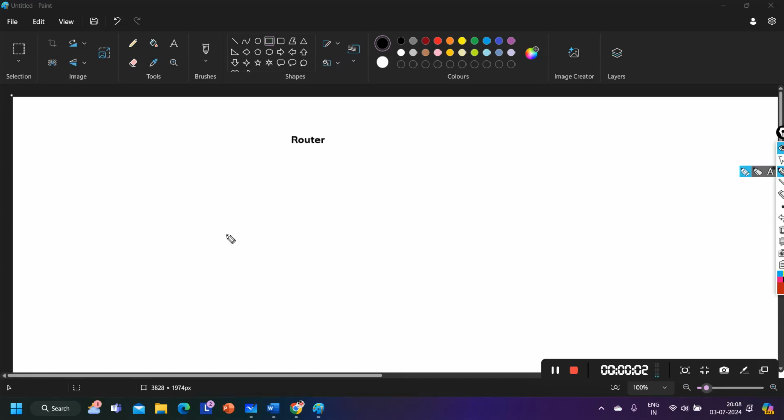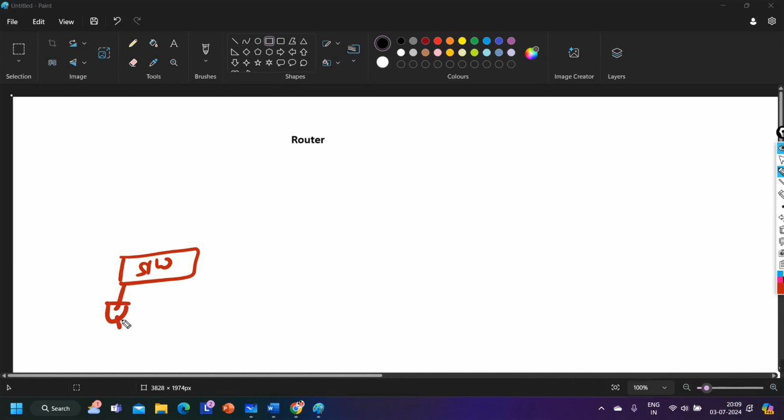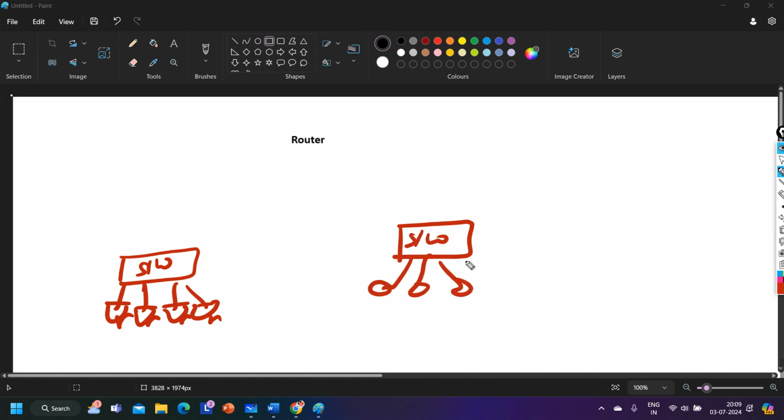Let's suppose you have one network here, a switch, and then you have some PC, right? Then you have another network, same like this. Here you are using one network, 10.1.1.0/24. Here, 10.1.2.0/24. Don't worry about this network ID, we'll discuss it later.